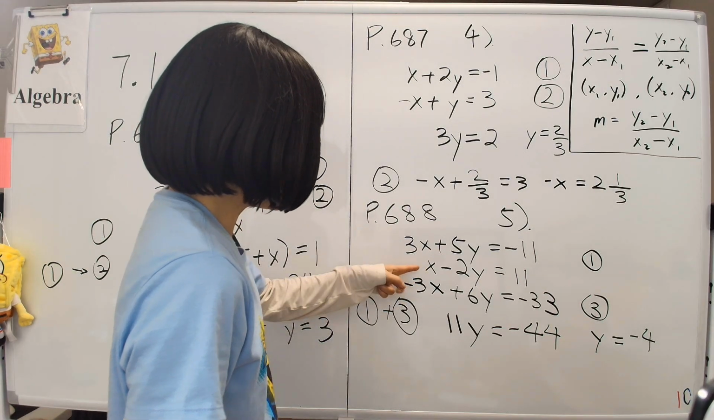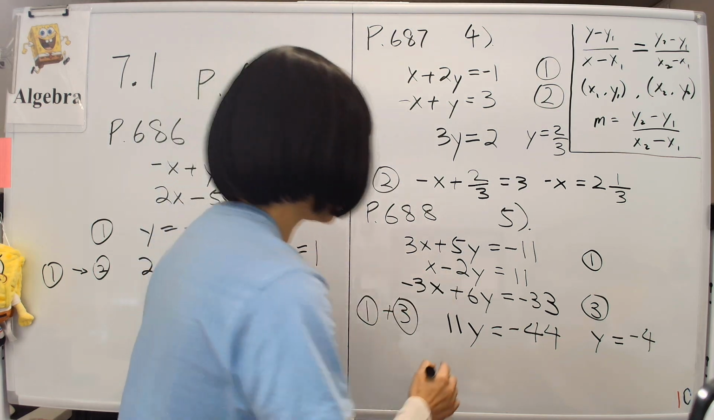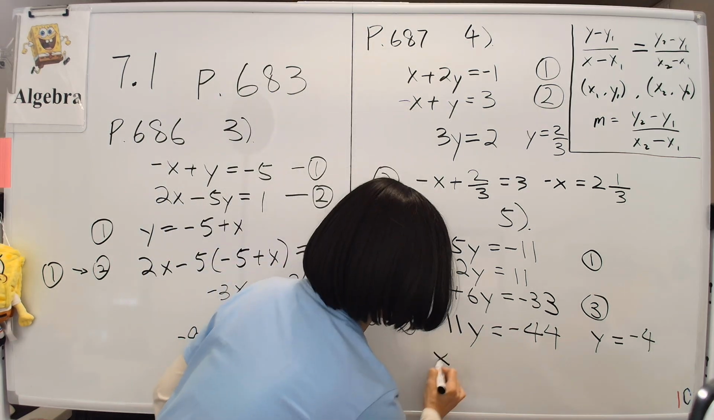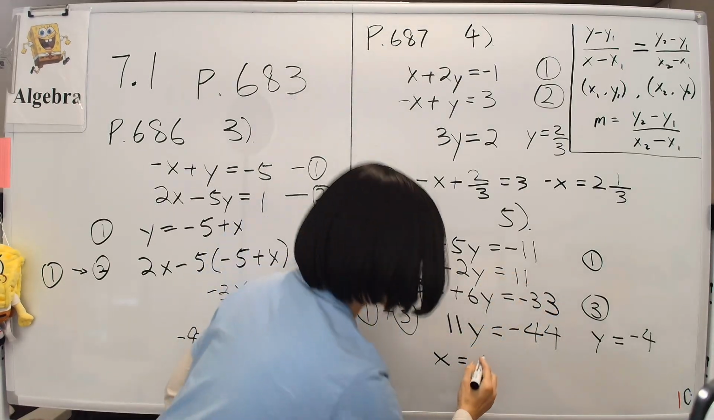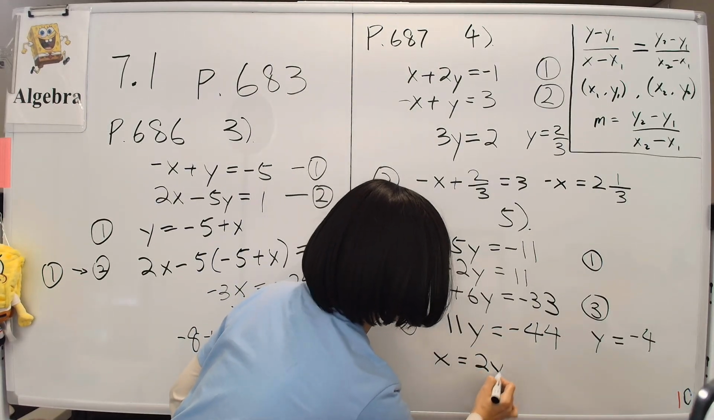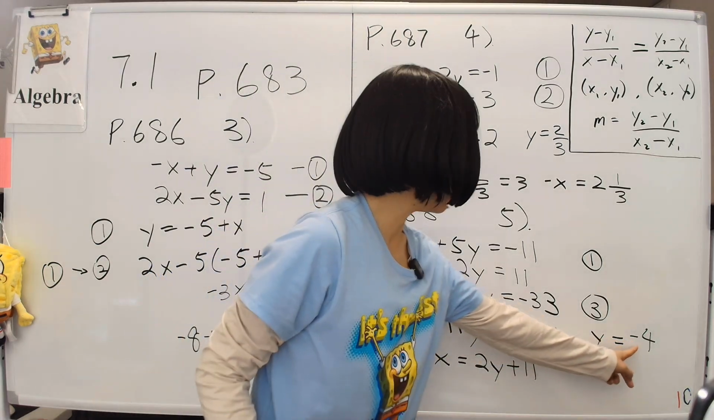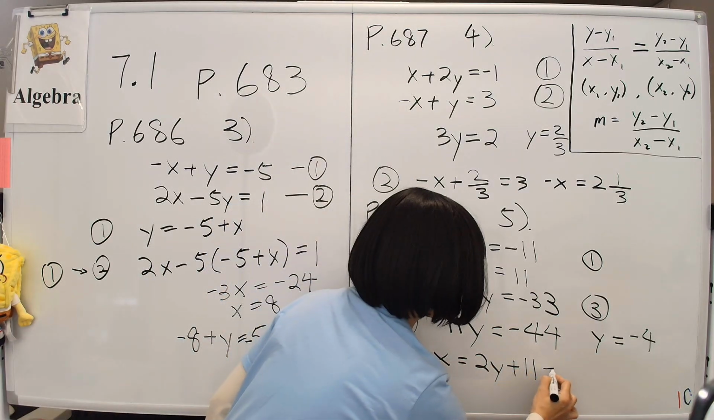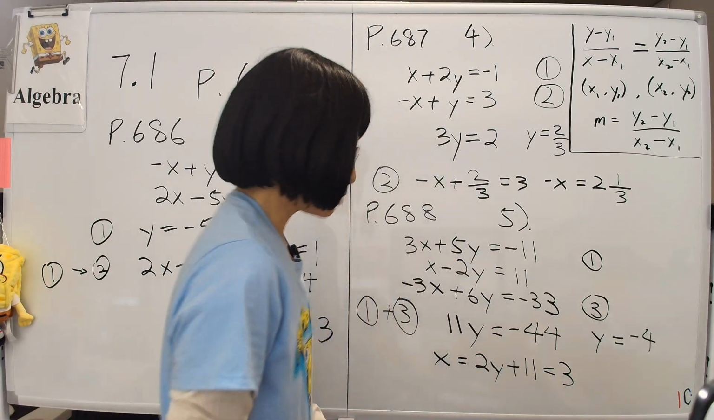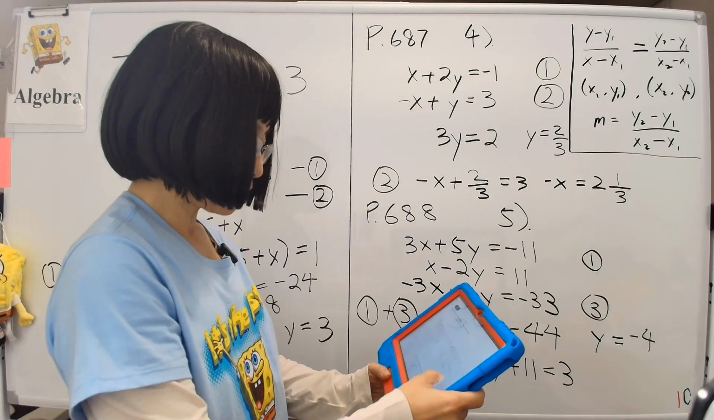And then if y is negative 4, then we need to figure out what x is. The easiest way is probably to use this equation right here. If y is minus 4, then x is going to be equal to, isolate x here, so put the 2y on the other side. That becomes positive 2y plus 11, okay, where 2y equals minus 8. That becomes minus 8 plus 11, so that should be positive 3. So y is minus 4, whereas x is positive 3, and that should be our answer.